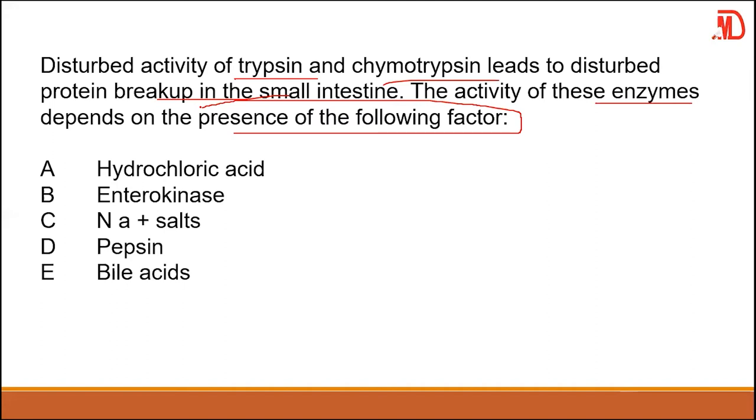However, trypsin is activated by enterokinase. So it converts trypsinogen, which is an inactive form, to trypsin. Again, enterokinase is produced from the duodenum, not from the pancreas. They are produced from the duodenum, and it converts the inactive form trypsinogen to an active form called what?